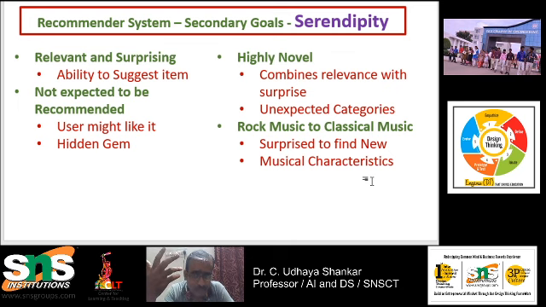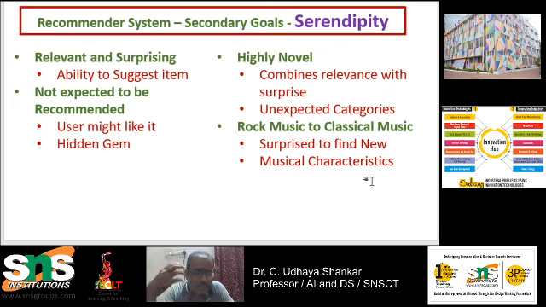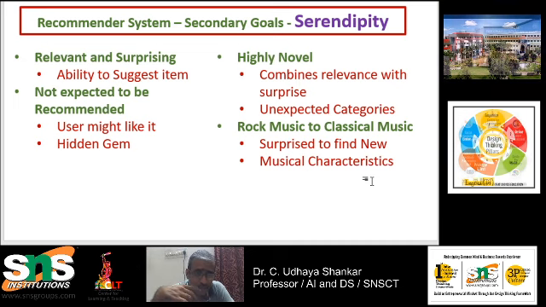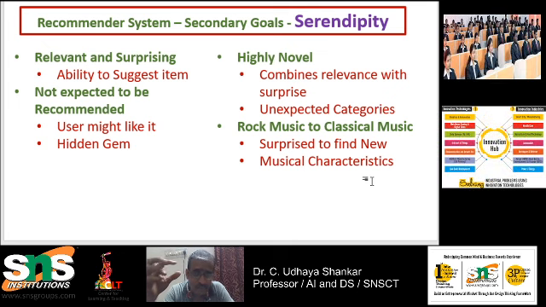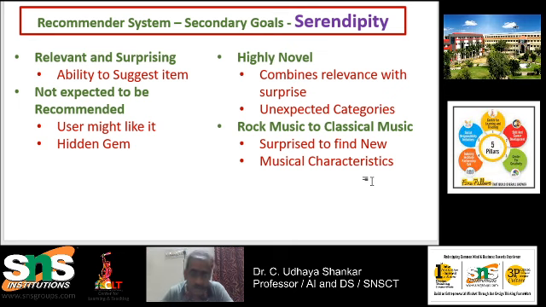For example, if the recommendations are made from unexpected categories, then that also is called serendipity. Or for you to understand in a better way, for example, if a user always listens to rock music, he would suddenly be surprised if some classical piece of music is shared. This is called serendipity. So serendipitous recommendations are always relevant as well as surprising. Is it clear?